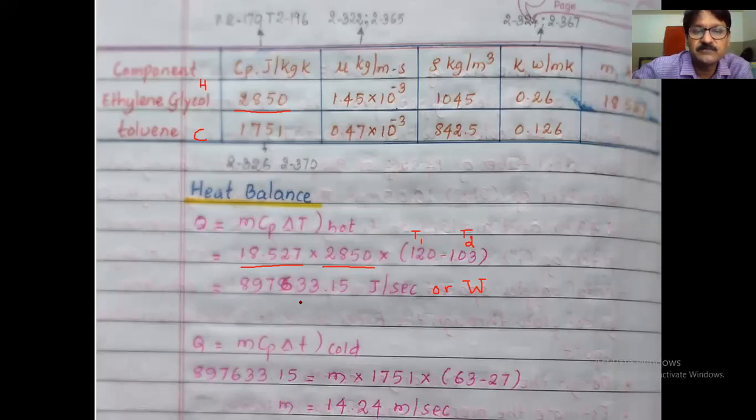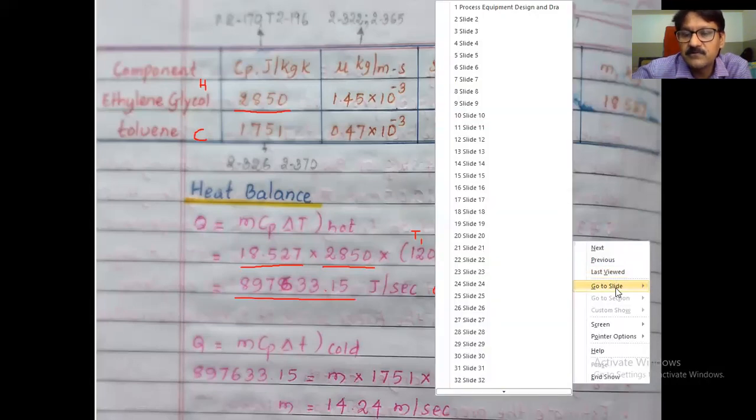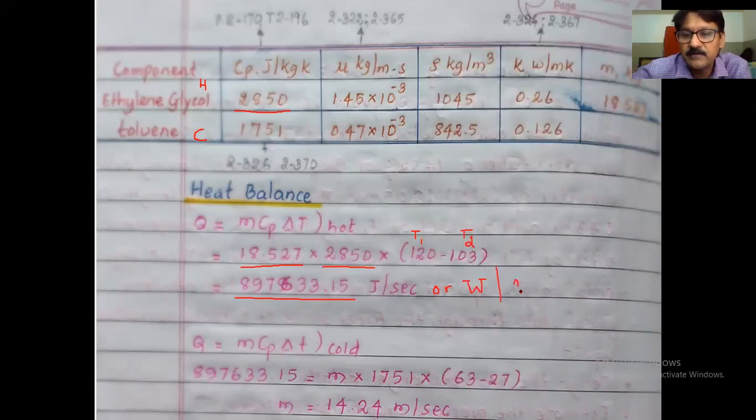So, are you getting this value? Tell me, what is the value? 89 48 48 point 9124. Is it right? All are getting the same answer. 894850. Okay, no problem.